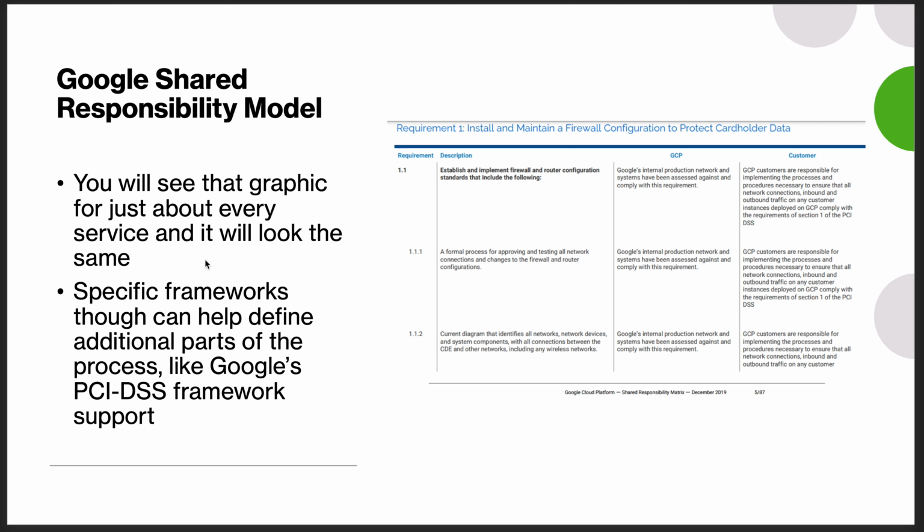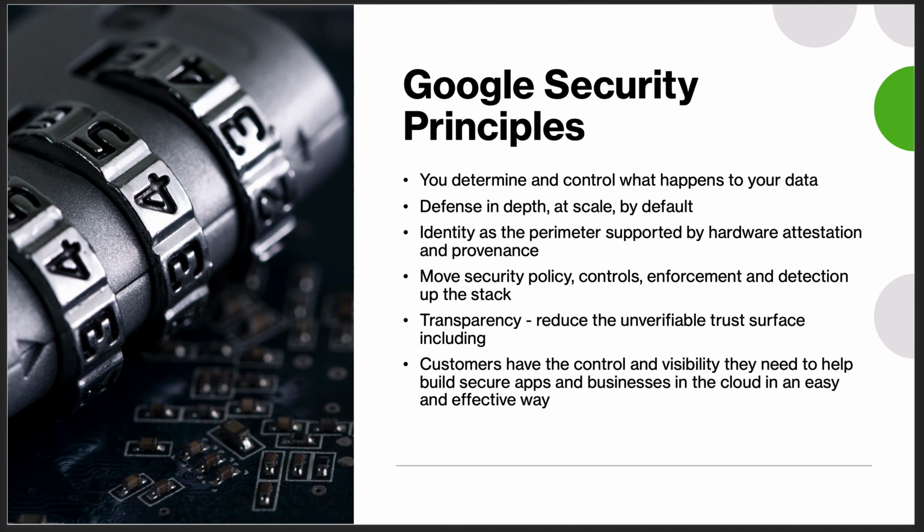It's a good way of taking a look at it because specific frameworks can help define additional parts of the process. So you may want to do PCI DSS, but do you need to do SOX, Sarbanes-Oxley, or do you need to do something else? Again, you can go through all these documents and they help you come up with the controls that you need to have for your specific responsibility and the things that you want to do on your network.